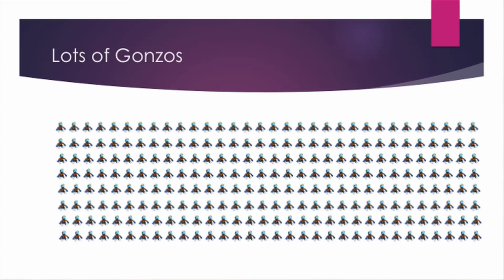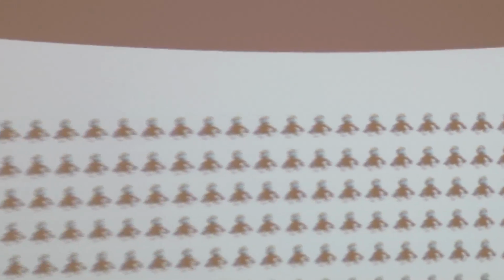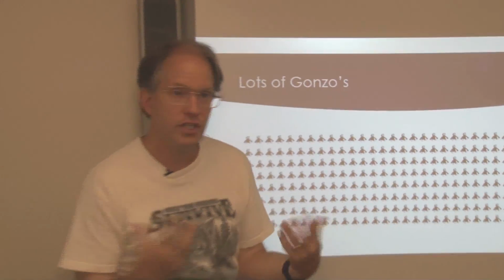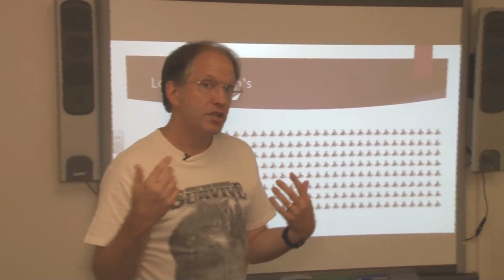And so I just got a bunch of Gonzos up here, and I could count them if I wanted to. 1, 2, 3, 4, 5, 10, 11, 12, 13, 14, 15, 20, 21, 22, 23, 24, 25, 30. Okay, I hope you're as bored as I am, because this will get old very quickly, right? It's the same kind of thing that I just did. And so then I started thinking, but smarter, right?